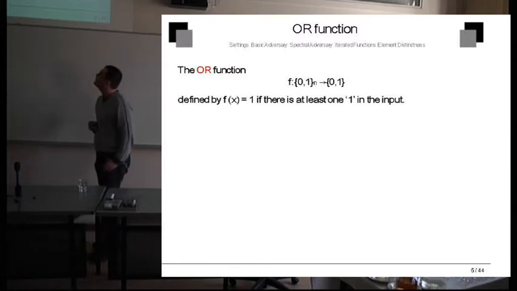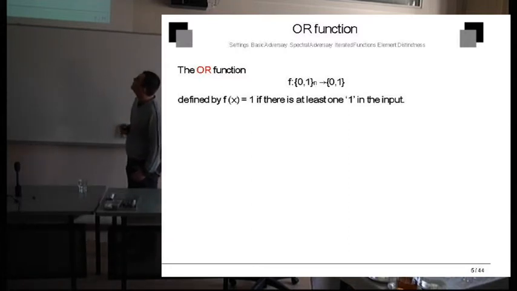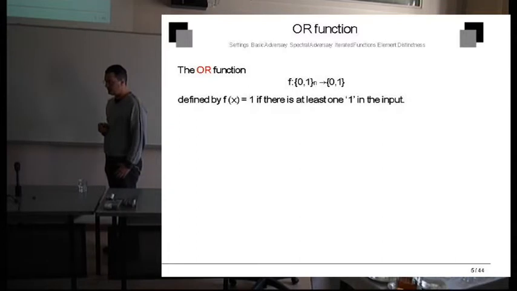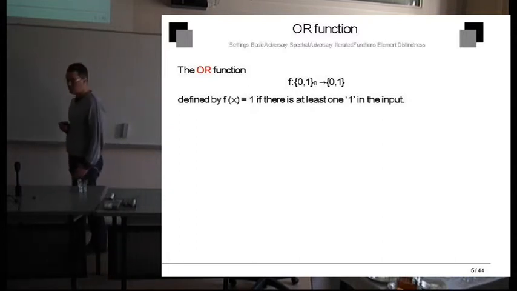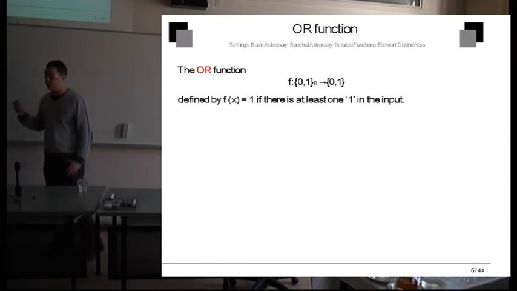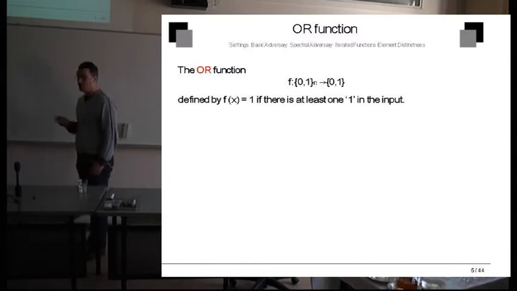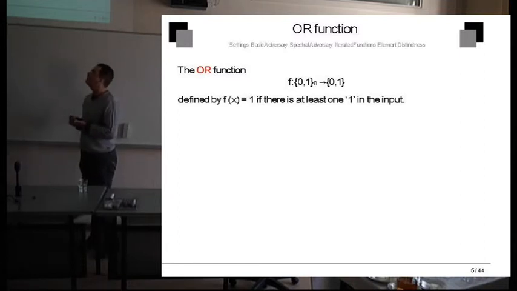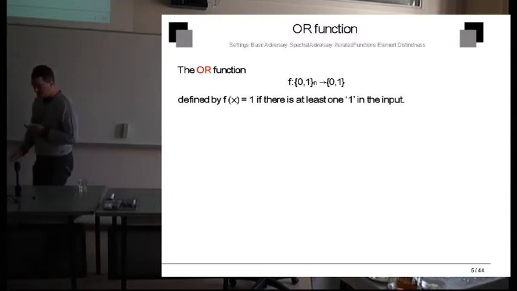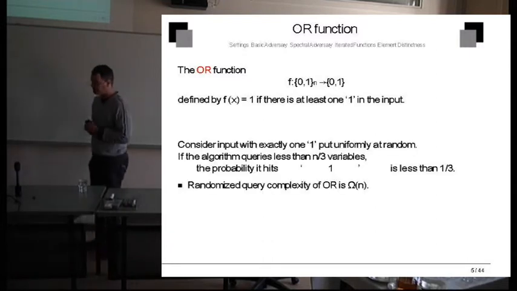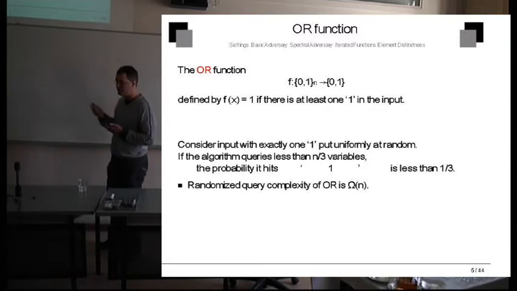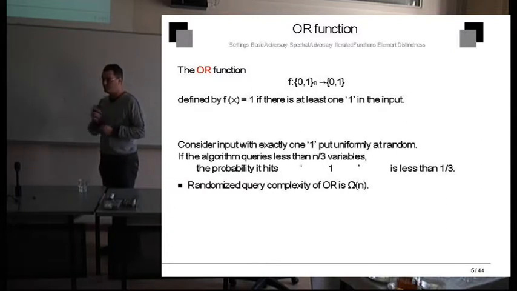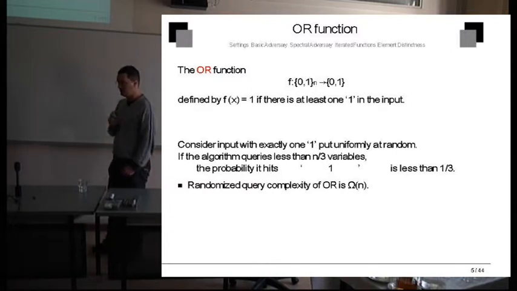And for simple functions, like say the OR function, I guess everyone is familiar with that. We have n Boolean input variables and a Boolean output, and the output of the function is 1 if there is at least one 1 in the input. So again, the algorithm can do crazy things and we don't really know what it does, but we can make a simple observation. We can consider either an input that consists only of zeros, or an input that contains exactly one 1 somewhere, chosen at random, and all other elements zeros.